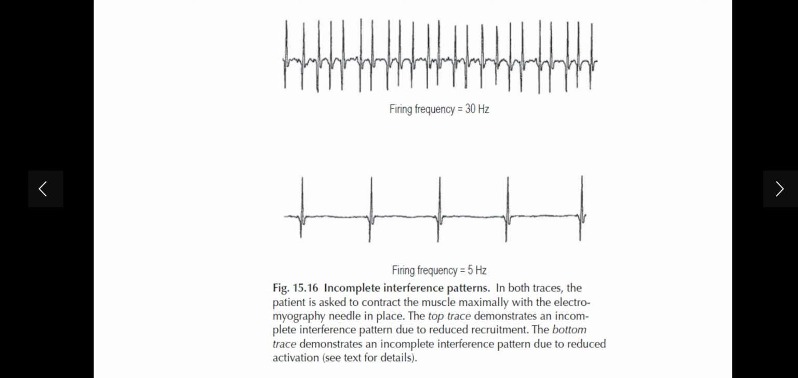And the bottom one, you can see it's a motor unit firing at a frequency of about 5 hertz, and the patient is unable to increase the firing frequency. So the patient is asked to increase the force, but the patient is not actually increasing the force. So this is not poor recruitment, this is poor activation of motor units.